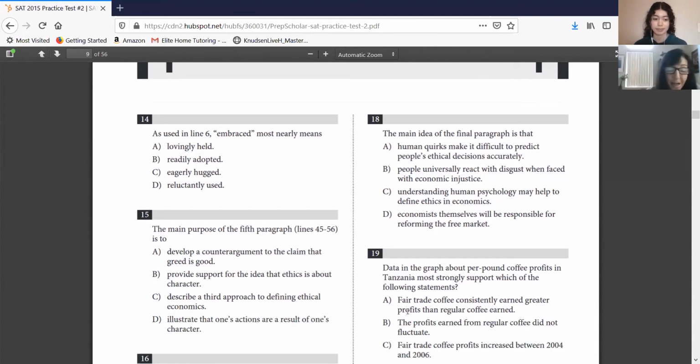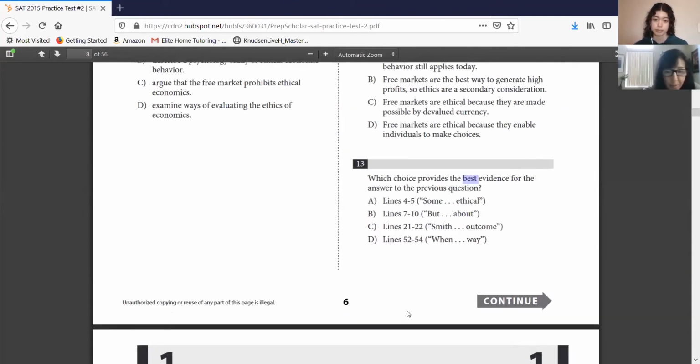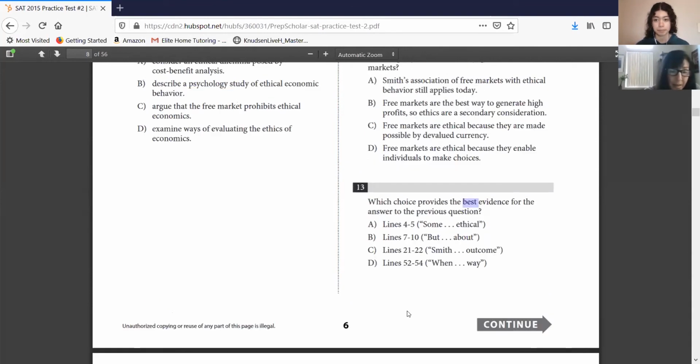Number 14 is our words in context that we're going to give a try to now. As used in line 6, embraced most nearly means. Don't look at the answers. In fact, I'm going to scroll down. Don't look at them. Okay. I don't look at them because it can persuade me towards something different. Line 6.